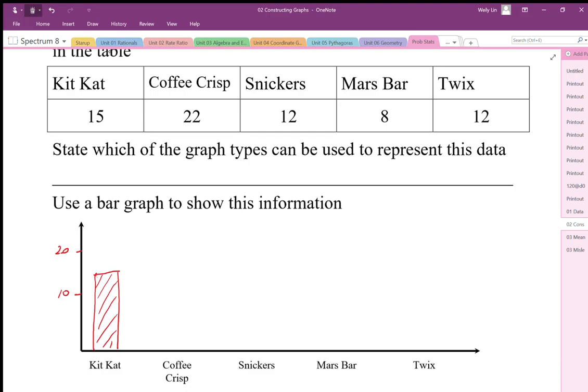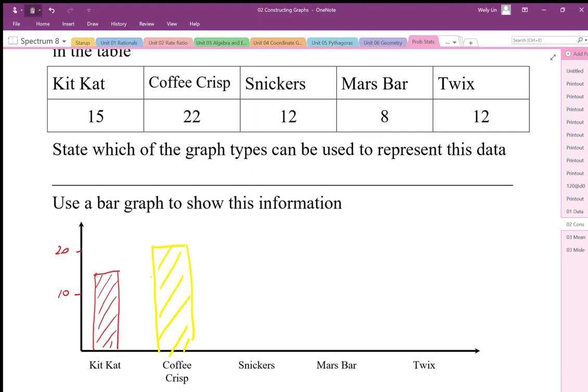Coffee Crisp, do we have a gold color for Coffee Crisp? We'll use maybe like that. Okay, Coffee Crisp, we have 22. Actually, I'm going to do yellow because the wrappers are yellow. So I'm just going to do yellow here for Coffee Crisp. Okay, there we go. There's my Coffee Crisps.